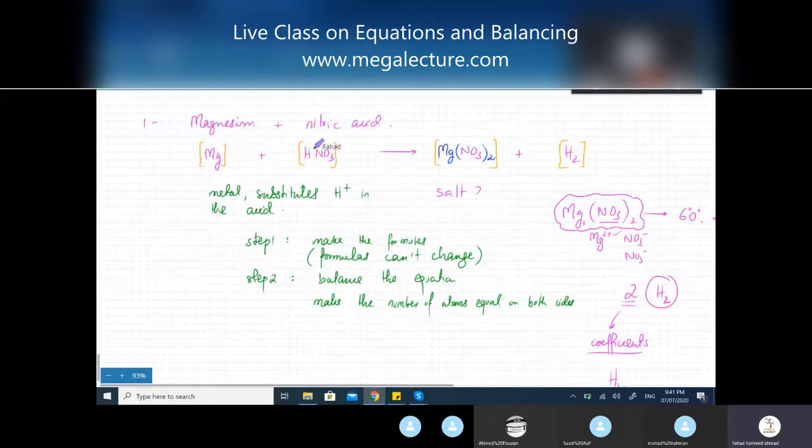So what you're going to do is, you can't change the formula. I can't make this H2. That's incorrect, because the formula of nitric acid cannot be changed. What I can do is increase the number of molecules. I can have 2 HNO3 molecules. What that basically means is, let me move all of this to a side. Just 1 second.